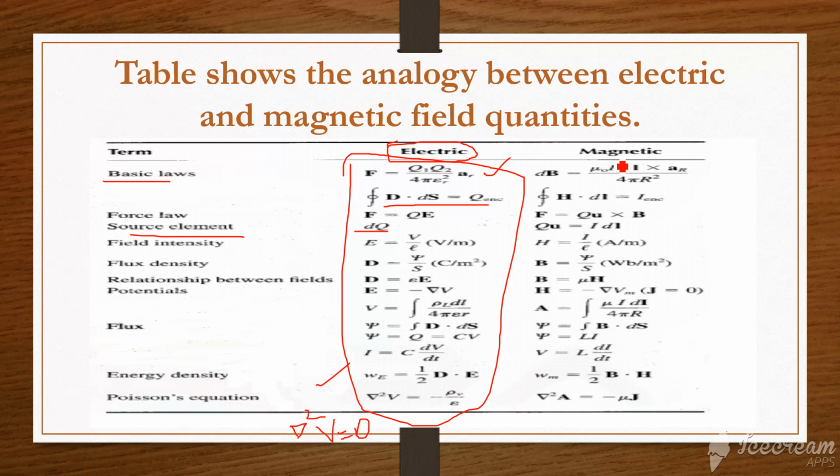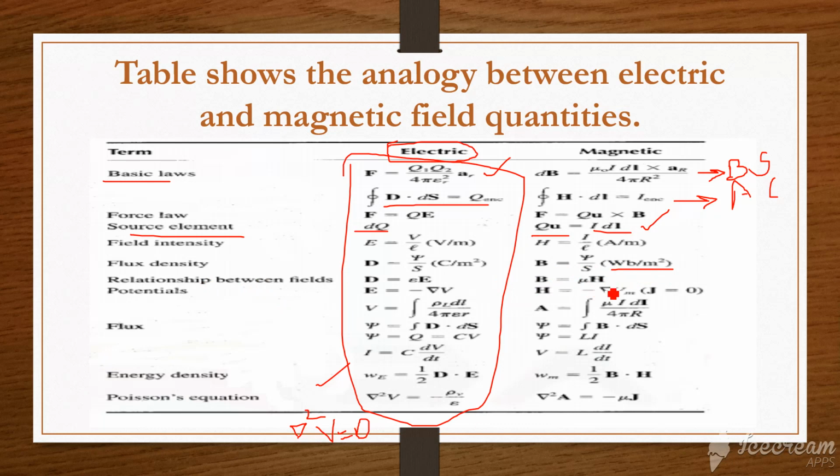Now we move on to the magnetic field. In magnetostatics we have two basic laws: one is the Biot-Savart law, and the second one is Ampere's circuit law. These are the two basic laws applicable to the magnetostatic field. Force can be written as QU into B, and the source element is QU or I dl. We will discuss this source element later. Field intensity H is equal to I by L, in ampere per meter, and flux density B is equal to psi by S, in Weber per meter square.